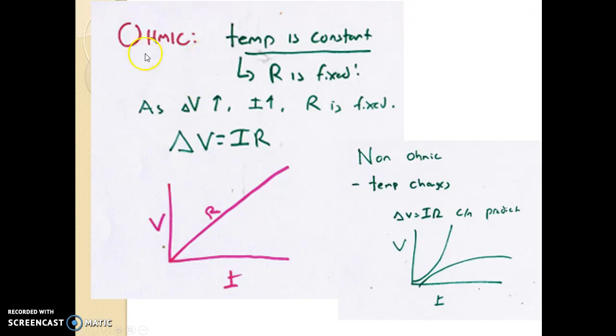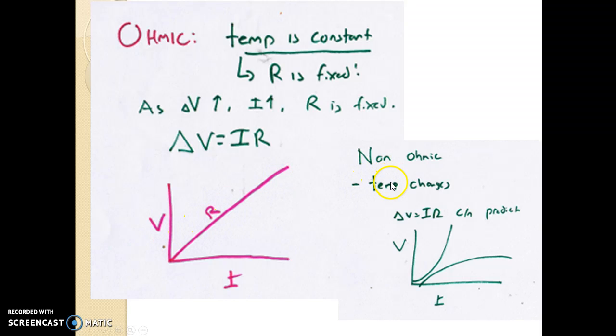So in summary, ohmic situations means temperature is constant, so resistance is fixed. As you increase the voltage, you increase the flow. This is called Ohm's law, V equals IR. But notice that delta, because it's not the voltage, it's the voltage difference. So push equals flow times resistance. If you were to graph it, if you double the push, you get double the flow. That's a linear slope, and that's resistance.